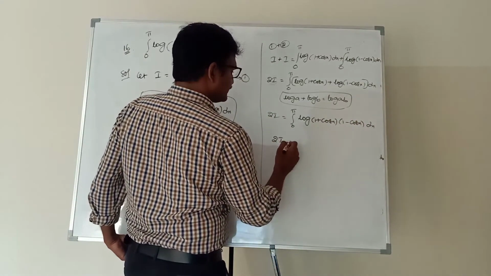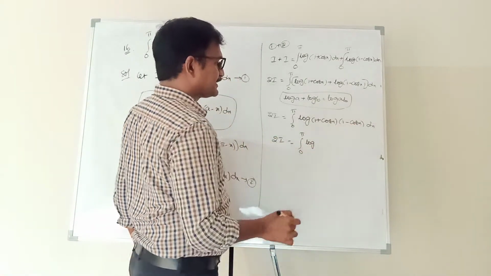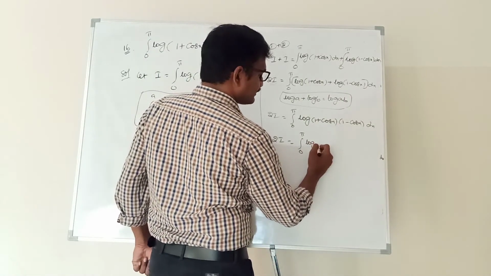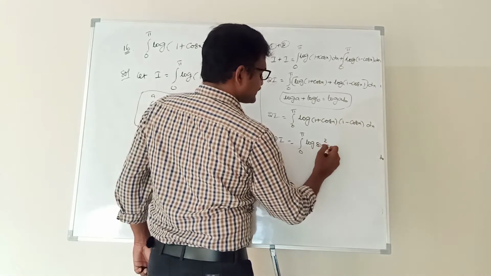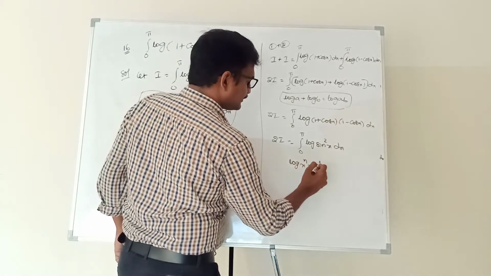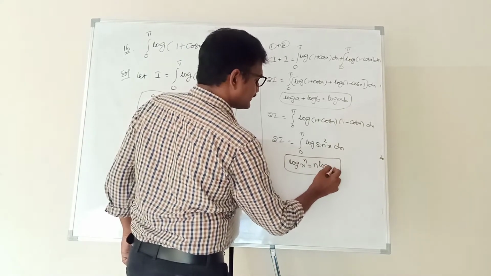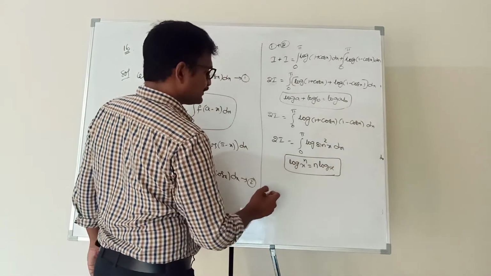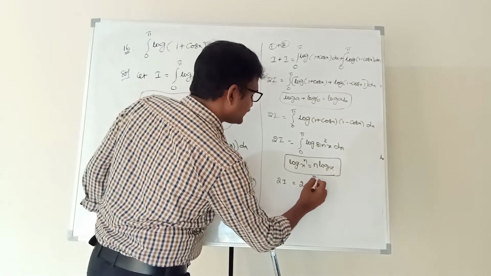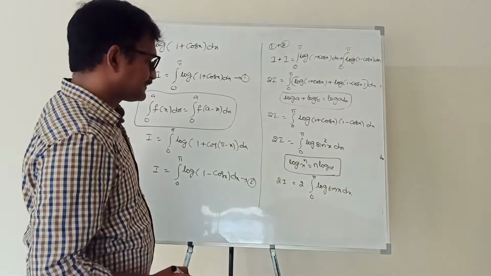So 2I is equal to the integral from 0 to pi of log of a plus b into a minus b. This is in the form a plus b into a minus b, which is a square minus b square. So 1 square minus cos square means 1 minus cos square x, that means sin square x dx. According to the logarithm property, log x power n is equal to n log x. Log sin x whole power 2 means 2 log sin x, so 2I is equal to 2 times the integral from 0 to pi of log sin x dx.